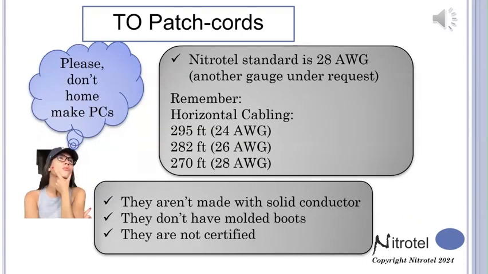Nitrotel telecommunications patch cords are a standard 28 gauge, although other gauges are available by request. Now, it's important to remember the maximum horizontal cabling distance that is recommended. For 24 gauge, the maximum distance is 295 feet. For 26 gauge, it's 282 feet, and for 28 gauge, which Nitrotel uses on their patch cords, it's 270 feet. You also want to beware of inferior patch cords that aren't made with solid conductors, that don't have molded boots, and are not certified.